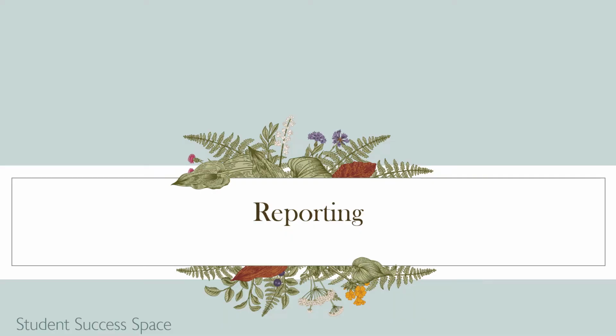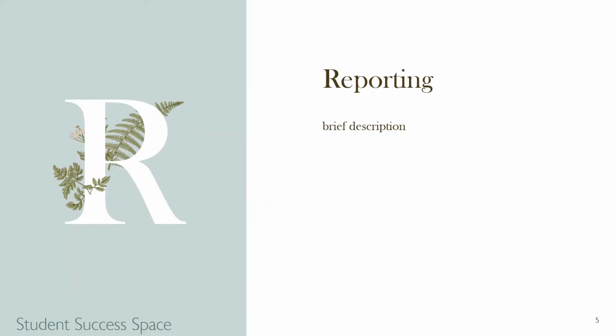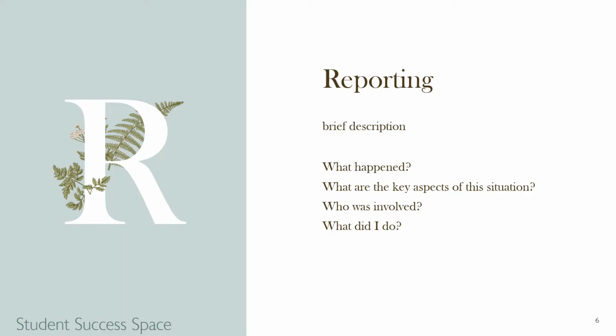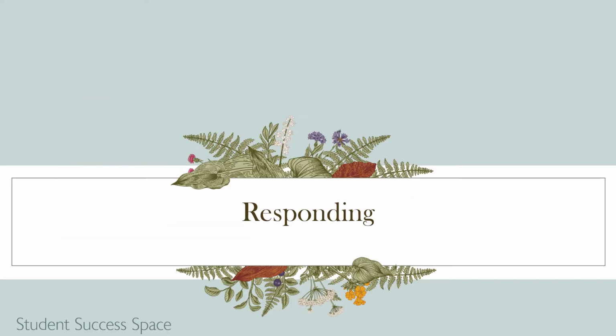Reporting. This is where you're going to just look at the experience. It's going to be what, when, where, and then you're also going to look at who was involved. This is that description of the experience and the key elements of the situation that really helped you to communicate and to look at the experience. You want to describe it with enough details that the reader would be able to reconstruct it as much as possible. Ask yourself what happened, what were the key parts of the situation, who was involved, and what did you do? What were your actions?